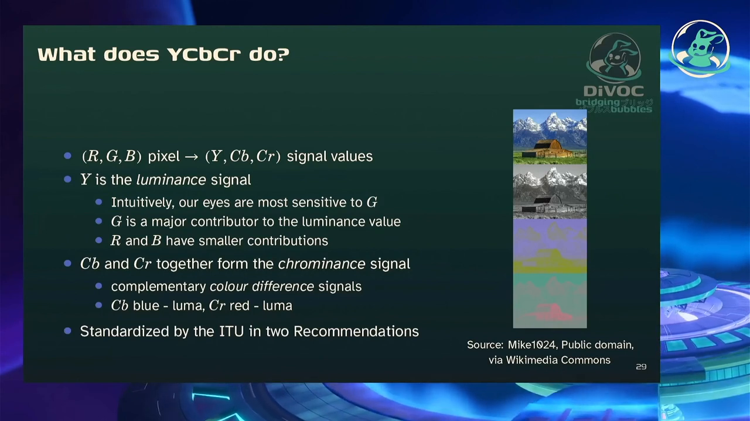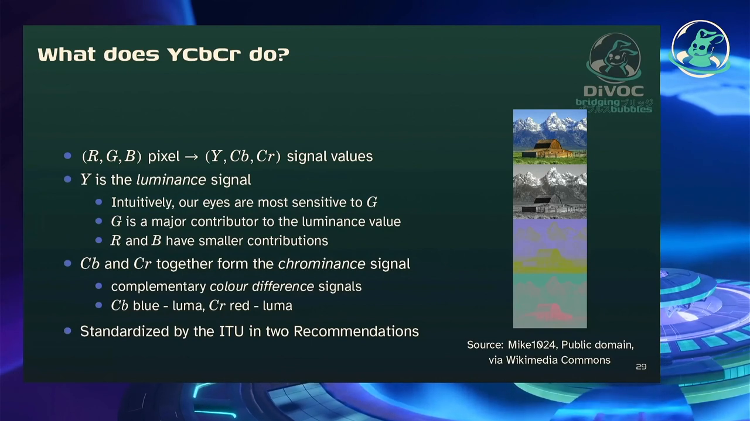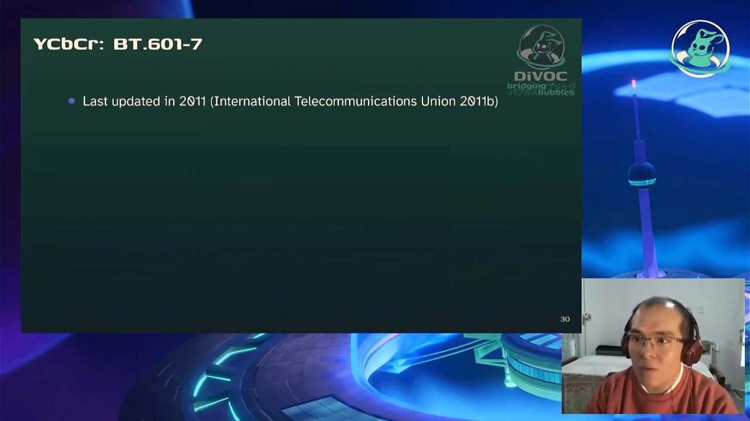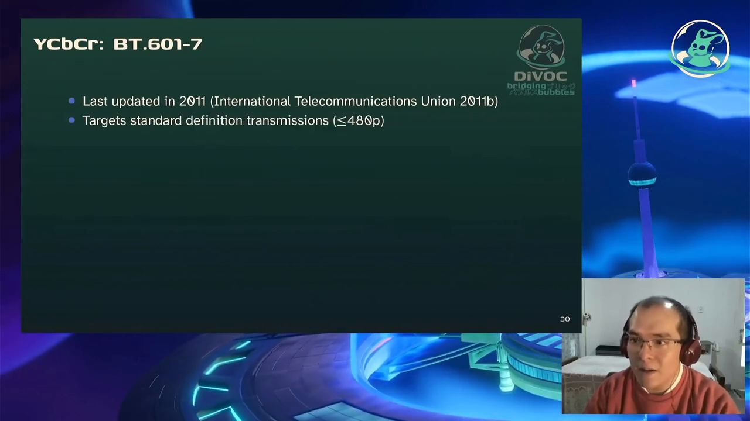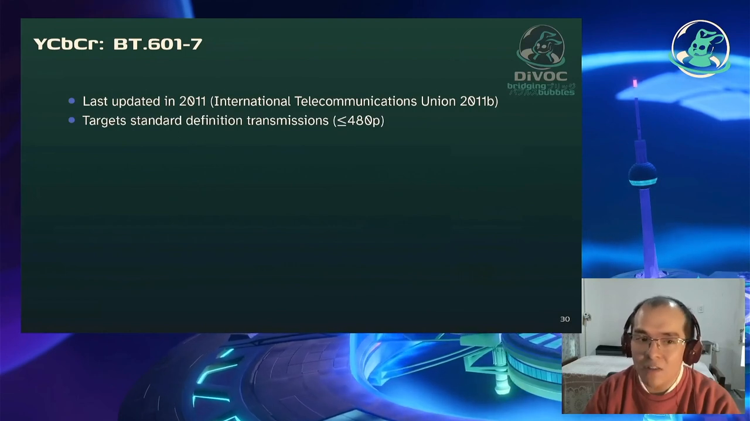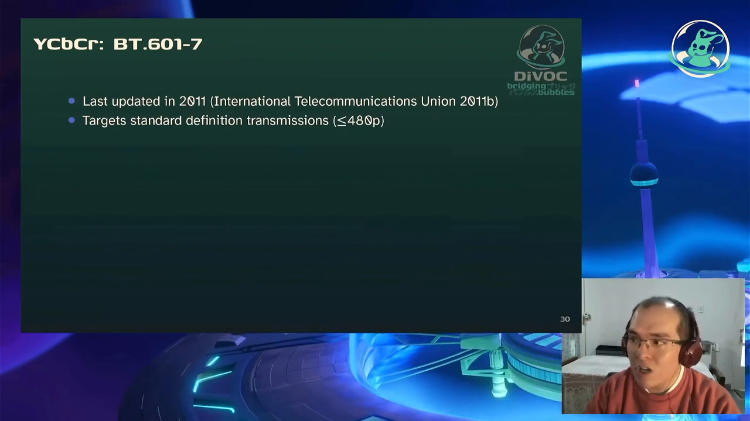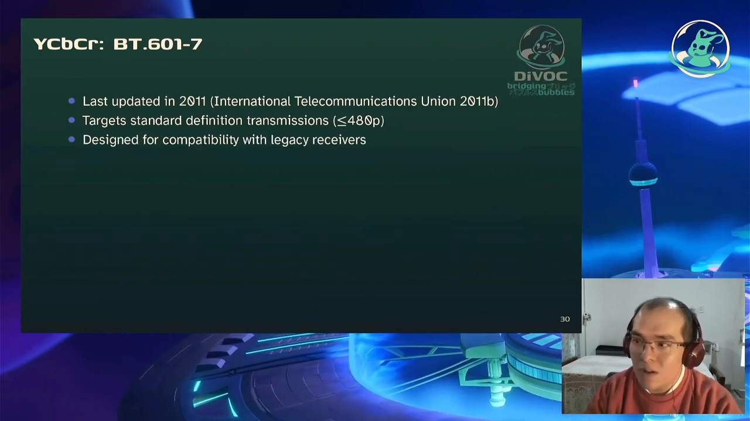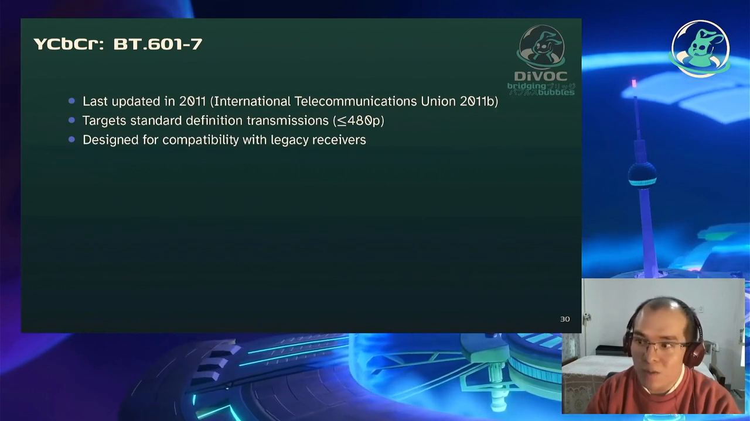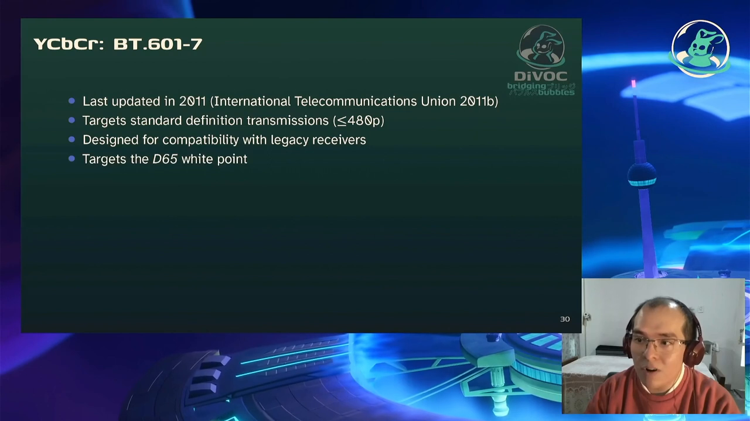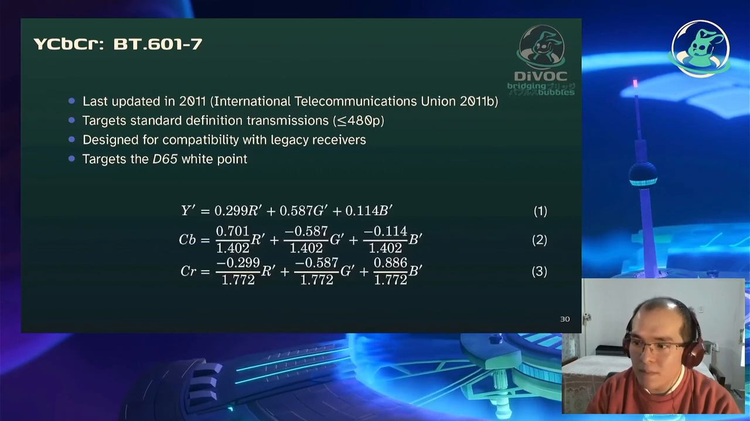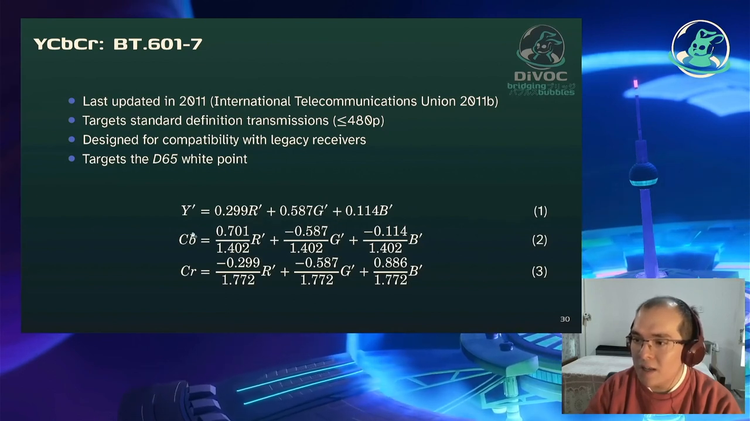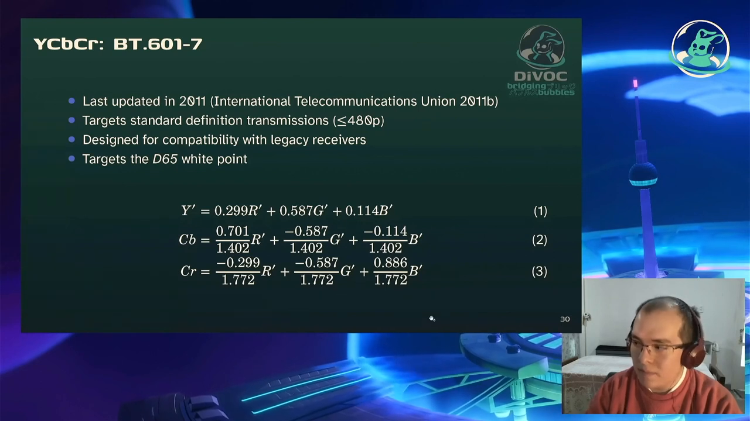This whole thing that I was telling is standardized by the International Telecommunication Union into two separate recommendations. The first version that is called BT.601 was last updated in 2011 and targets what we call standard definition transmission. This is less than or equal to 480p as well as the old analog TV sets. This was obviously designed for compatibility with the legacy monochrome TV sets and targets, of course, the D65 white point. This is the matrix with three separate equations that transforms from R, G, and B to Y, Cb, and Cr.